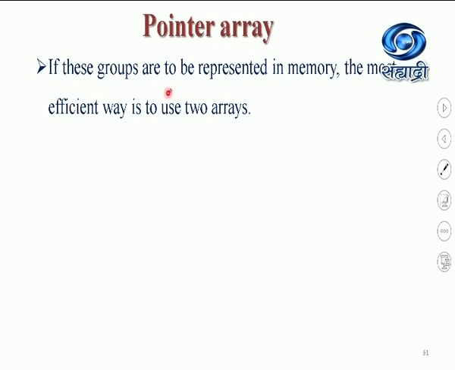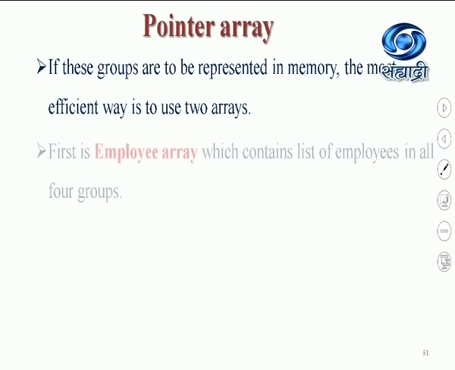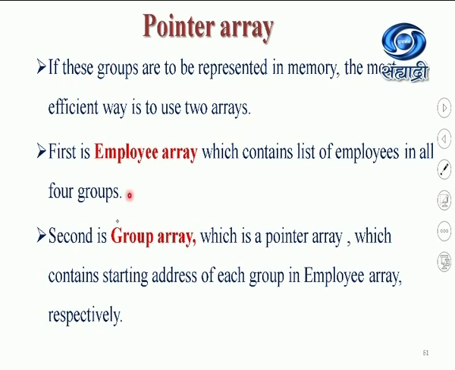So if these groups are to be represented in memory, the most efficient way is to use 2 arrays. The first array stores only the employee names, and the second array is a pointer array which will store the address of each group's first element. So first is the employee array, it contains the employees of all 4 groups, and second is the group array, which is a pointer array which contains the starting address of each group in the employee array respectively.